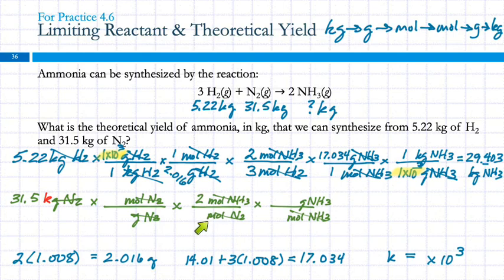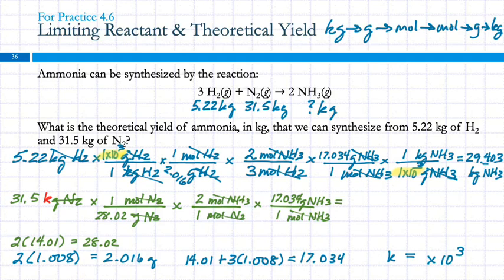How many moles of N2? Just 1, right? Molar mass of N2. Well, it's not too hard. Yeah, 28.02, because it's 2 times 14.01. So 1 mole is 28.02 grams. And then this one at the end, same molar mass, 17.034 grams is 1 mole.